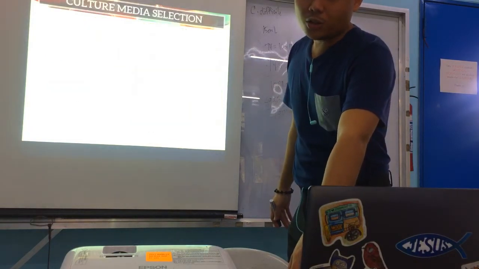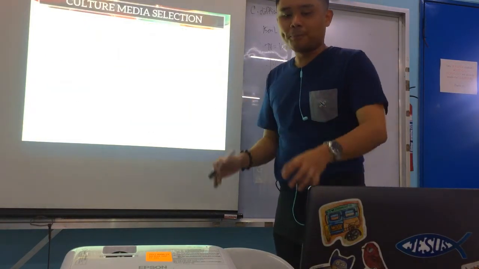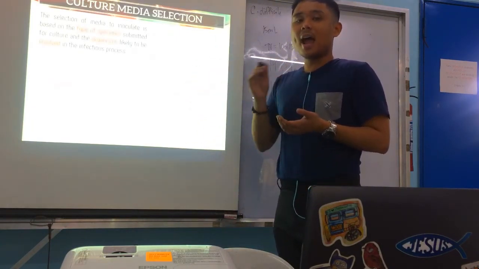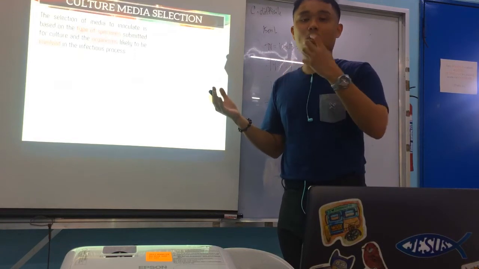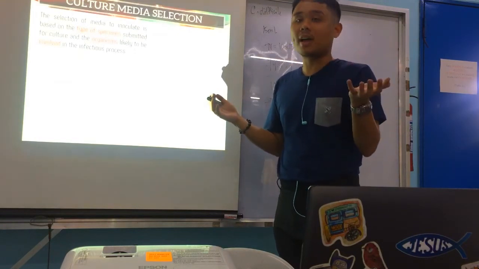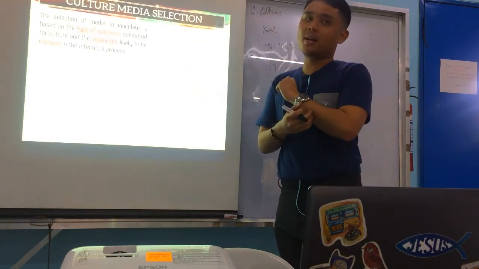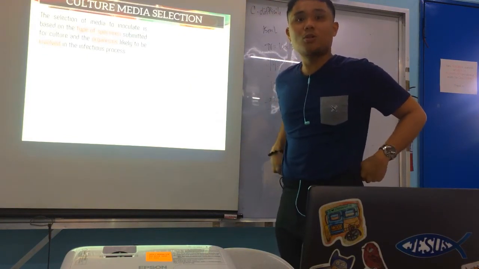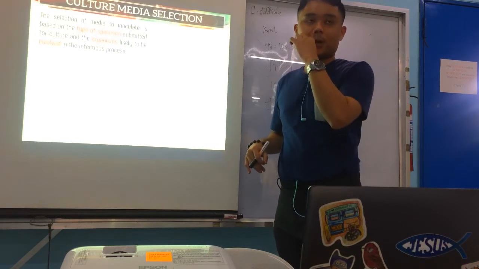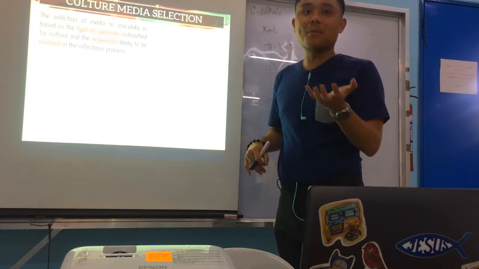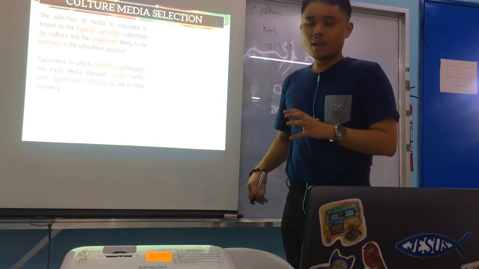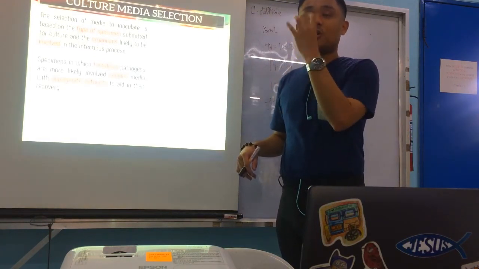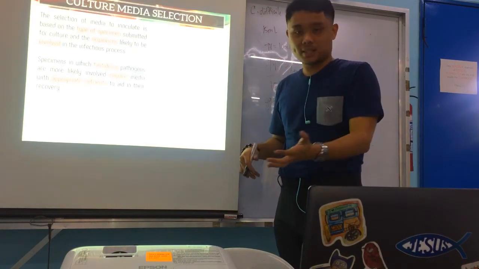Alright, now we go on to culture media selection. How do we select culture media? Culture media selection is dependent on the type of specimen that you receive and the organism or the pathogen that is most likely involved in the disease. So you look into those considerations. For example, if a specimen is stool, then you select culture media that are appropriate for stool specimens. And if your specimens may contain fastidious organisms, then your culture media should include media that can support their growth.